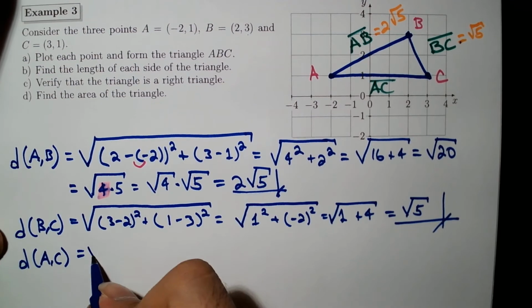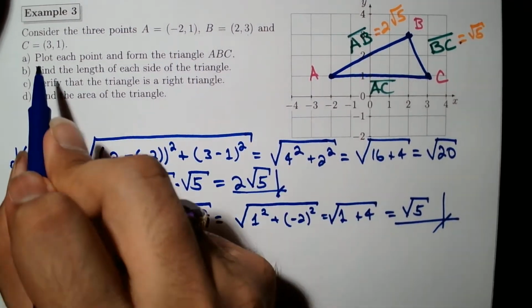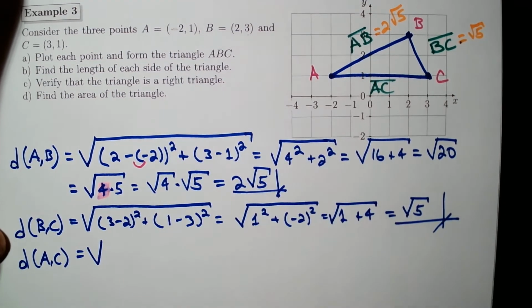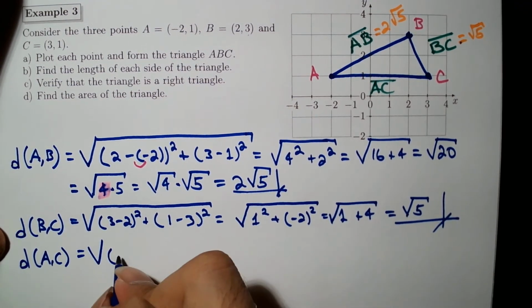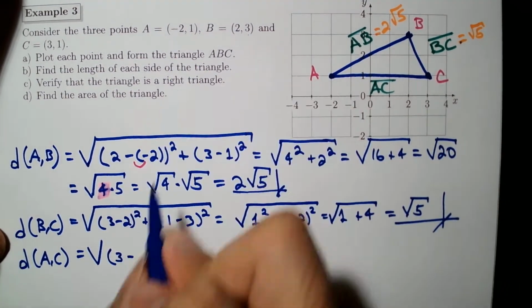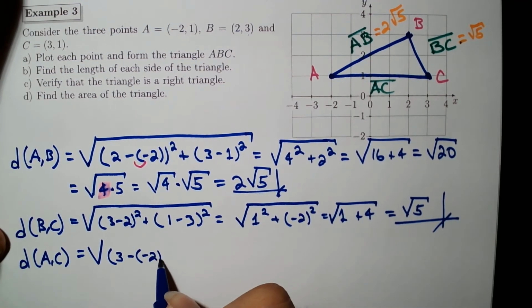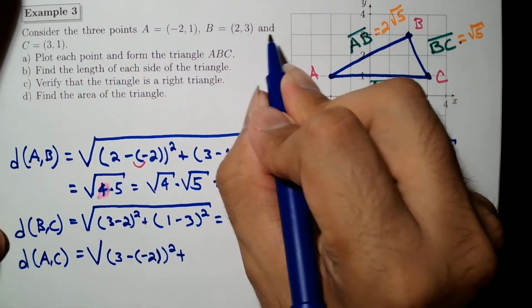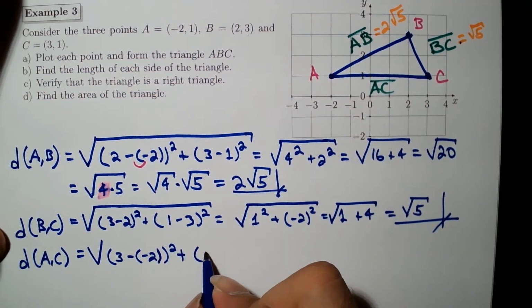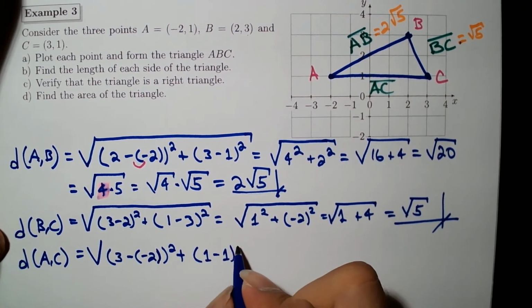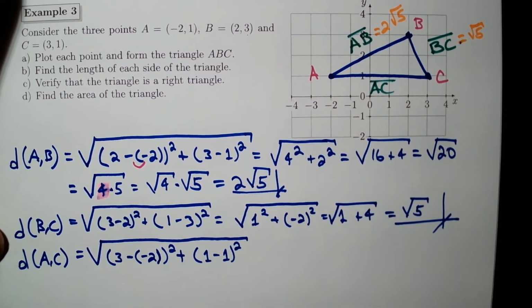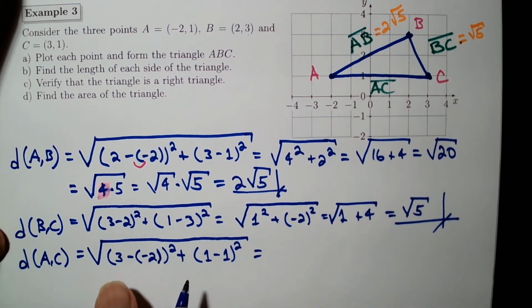This will be the square root of x2, which is 3, minus x1, which in this case is 3 minus negative 2. Careful with the signs here. Plus y2 minus y1, which in this case is 1 minus 1, quantity squared. But hey, look at that, that's going to be 0. 0 squared is ultimately going to be 0.